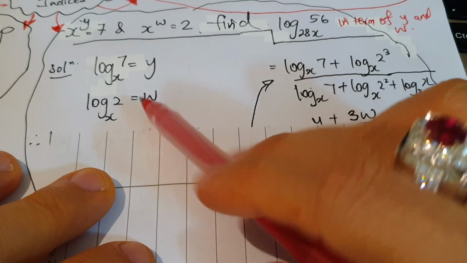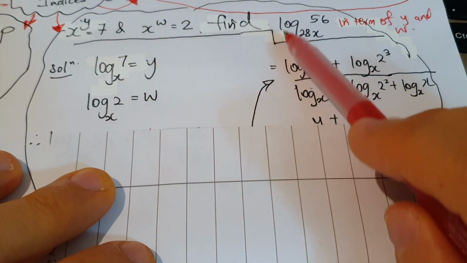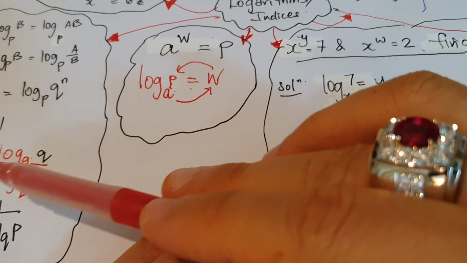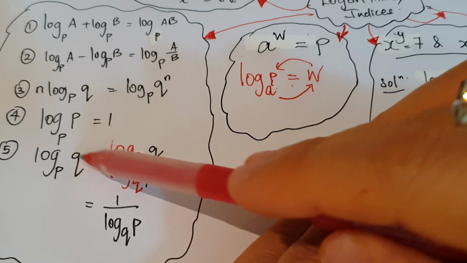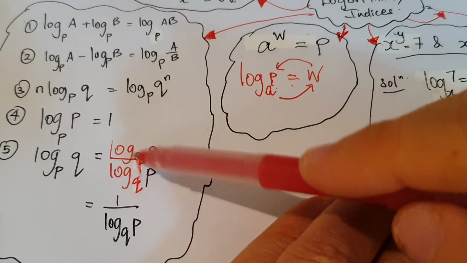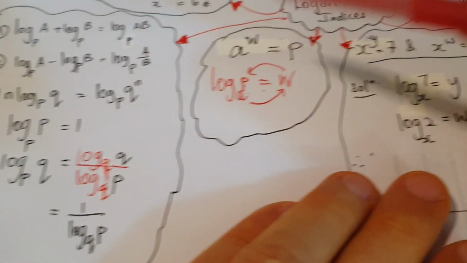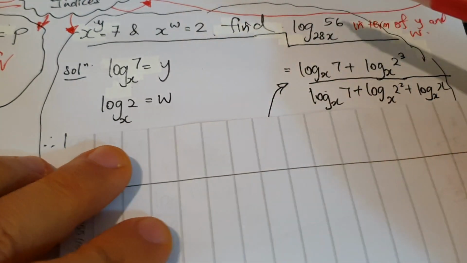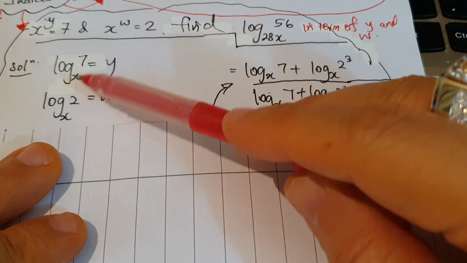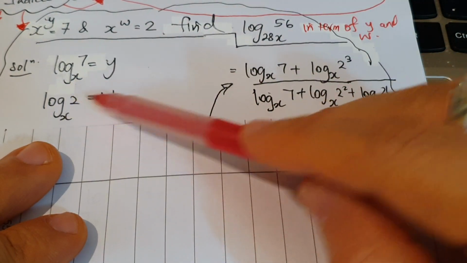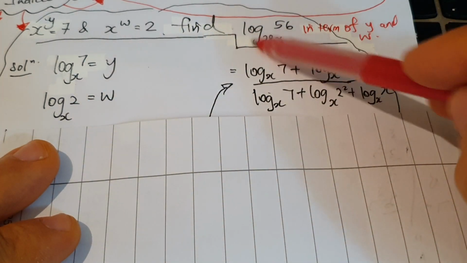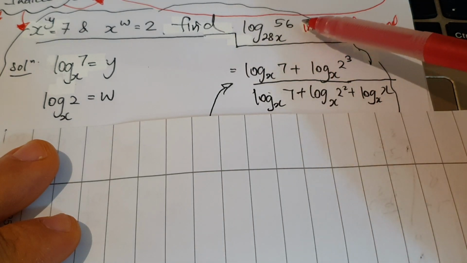Now, you have done this part already. Now it's time to work on this part here. The reason why we learn change of base, as I mentioned just now, is because you sometimes don't like this base, or this base is not going to help you. So you need to change it to the base that you need. In this case, they want you to express in terms of y and w. That means you must have base x here and not 28x. You must change this to base x, then you can do something.